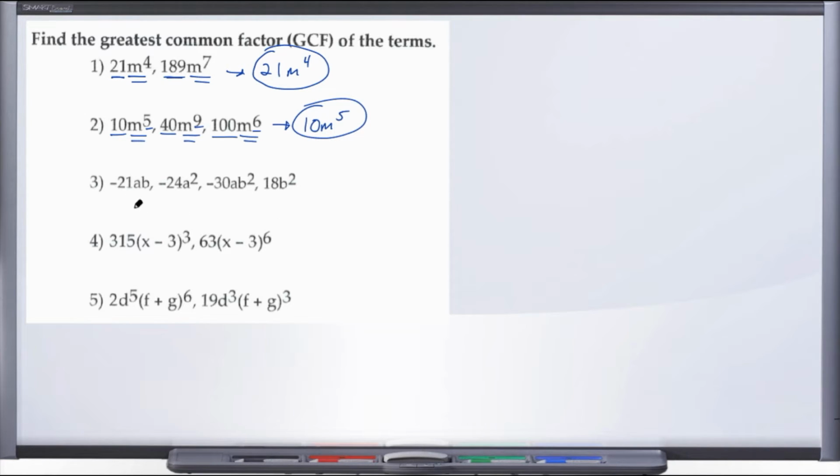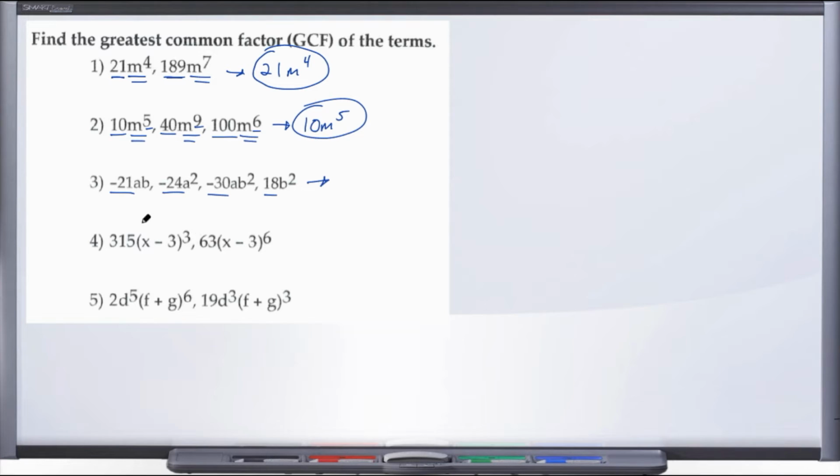Let's take a look here at number 3. We have negative 21ab, negative 24a squared, negative 30ab squared, and 18b squared. Just like before, let's start with just the coefficient, our number here. Well, 1 obviously goes into each of these, but we don't want to use 1 because 1 will be common for every single thing, right? Because 1 goes into all of our numbers. So that's not what we want to work with. How about 2? Well, let's see. 2 goes into 18, 2 goes into 30, 2 goes into 24. Oh, but 2 does not go into 21, so that's not going to work for us.